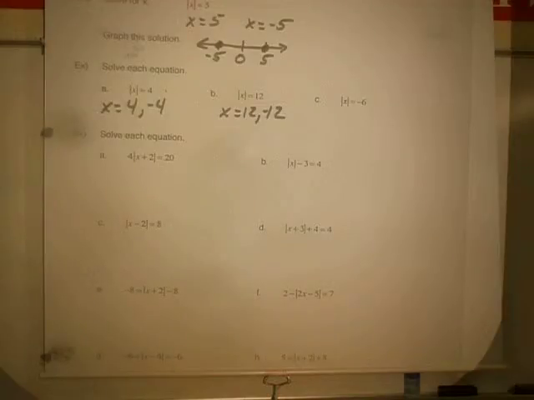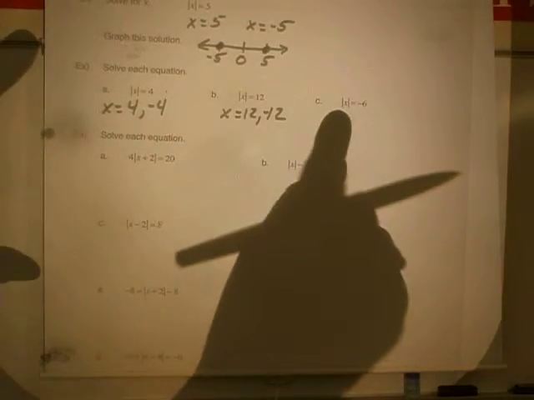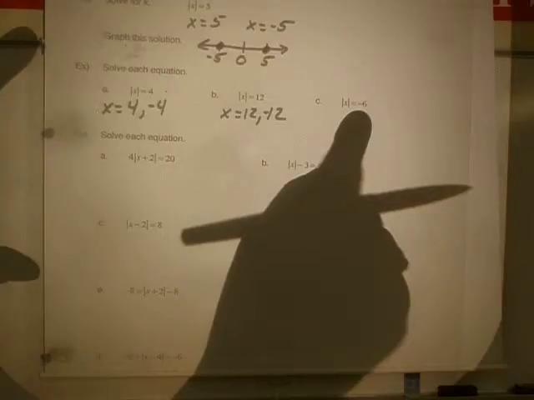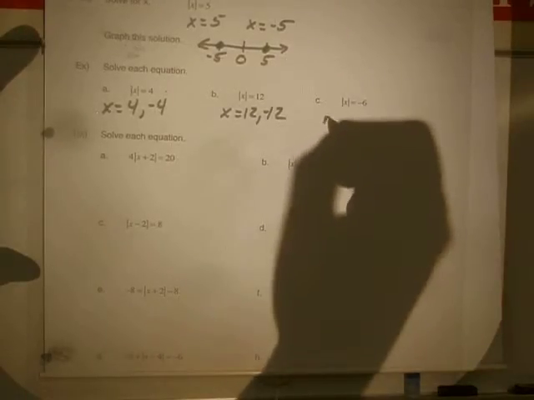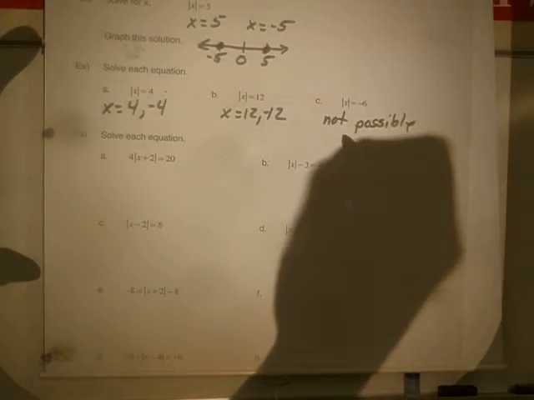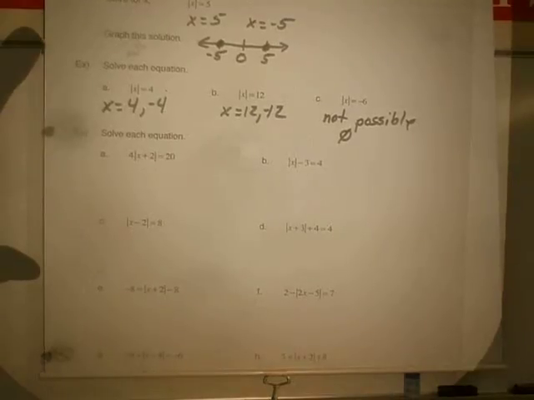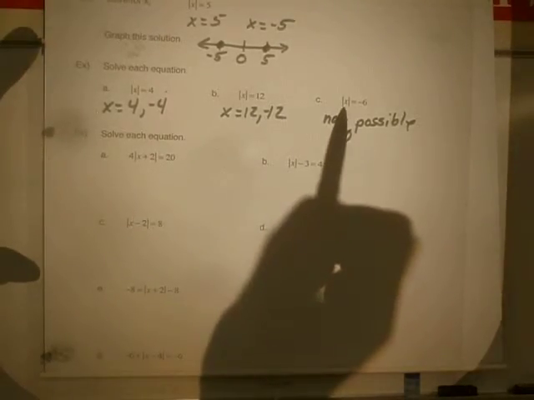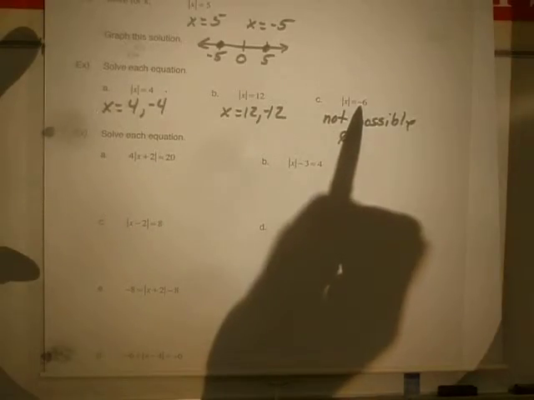Letter C is kind of a trick here, and you will have some like this on your assignment. Absolute value of x equals negative 6. We just said that absolute value means make it positive. So if we put a number in here and make it positive, is it ever going to equal a negative? Okay, that's not possible. So you can either write down not possible or empty set. And if you ever have just an absolute value sign over here and a negative, it's going to be no answer.